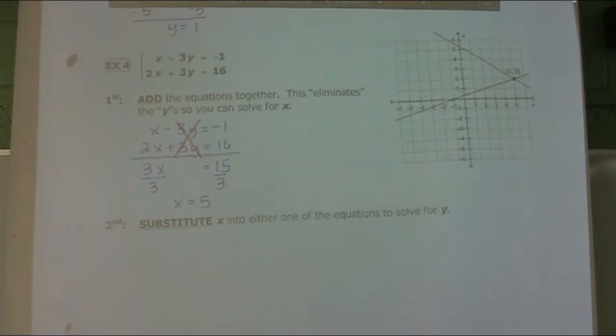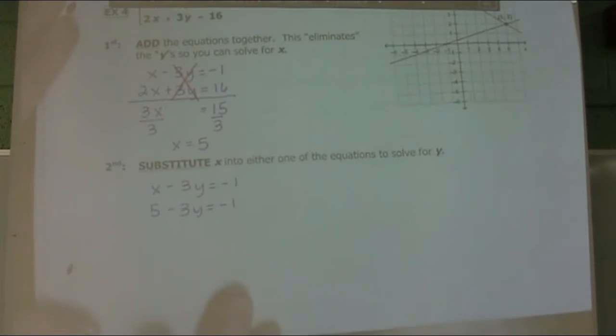So another example of elimination. That's all the adding I'm going to do. Now I go back to substitution, and I take either one of these two equations. They're both going to give me the same answer for x. So I'm going to take this first one, and I have x minus 3y equals negative 1. And I'm going to plug in or substitute x equals 5. So I've got 5 minus 3y equals negative 1.